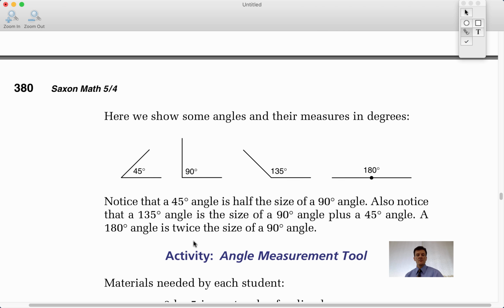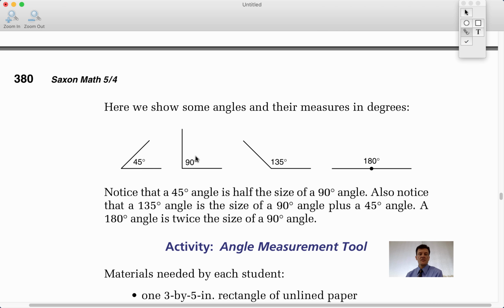Here's some other angles. If this is 90 degrees, to go from one side of the angle to the other side, it's like a corner, then half of that, okay, imagine if this was the corner right here. If this is the corner, if I take half of that, half of 90 is 45. So this angle right here is going to be 45 degrees.